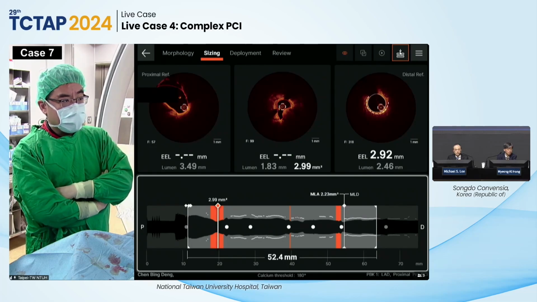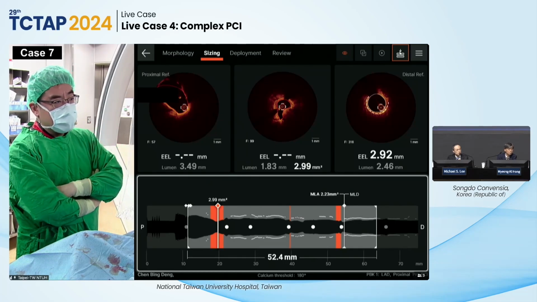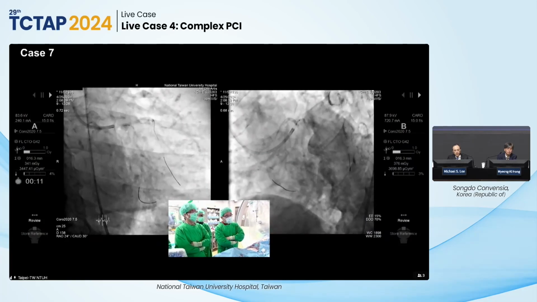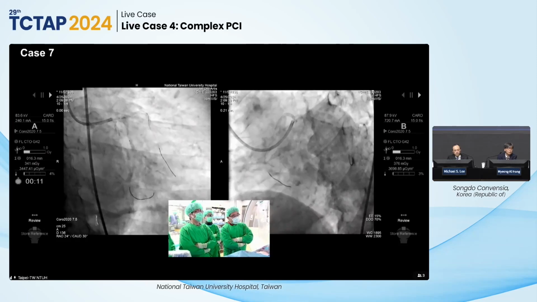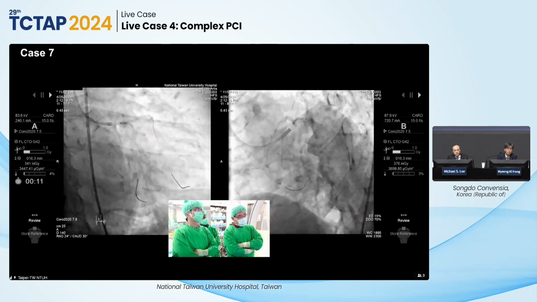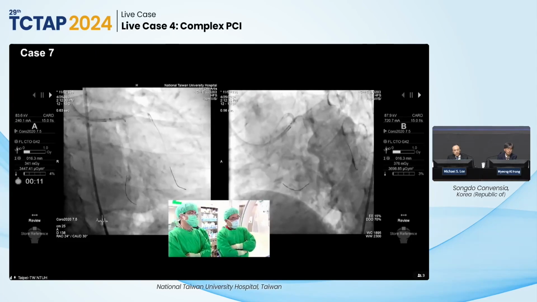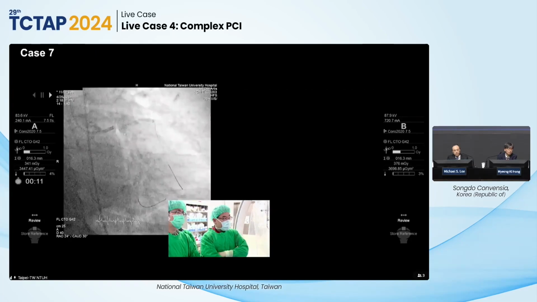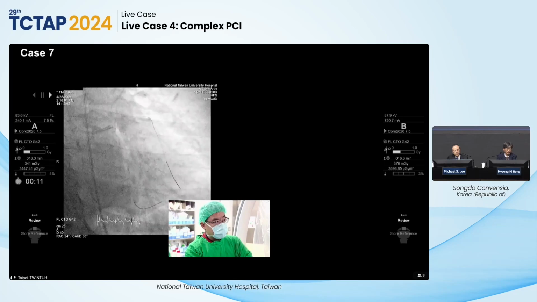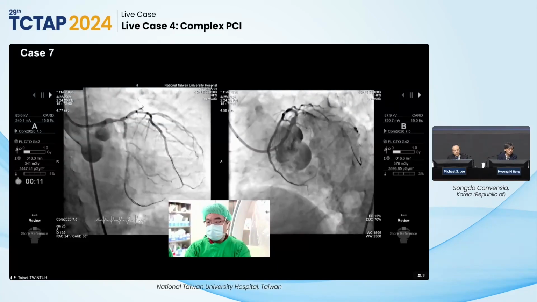So we have done a 1.5 balloon into the circumflex ostium because the flow initially was so bad that the OCT was expected to be poor. Next one. And this is the 1.5 ballooning. Next. And also we ballooned the more distal circumflex lesion as well. Next. 2.0 balloon. Next. So after this mild balloon modification, we are able to put the OCT into the circumflex. Next one. So this is the OCT run from the distal circumflex all the way back into the left main.